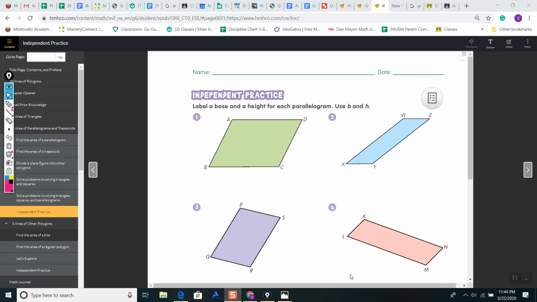Okay, hi everybody. As you read in your instructions on Google Classroom, this video is related to your workbook. So if you don't have your workbook in front of you, you want to pause this video and grab your workbook now. We are going to be doing the independent practice on pages 185 to 190.